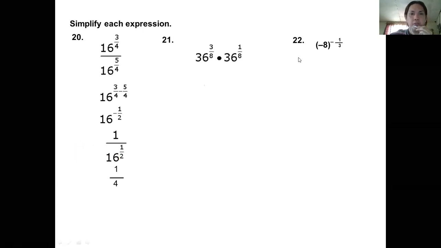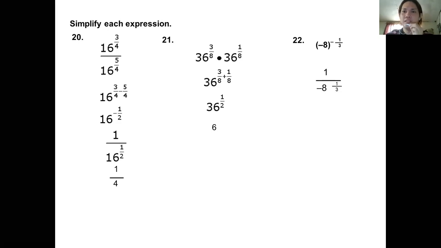Okay, so number 21. So we have this one, product rule. So add exponents. 3 plus 1 is 4 over 8. So 4 over 8 is equal to 1/2. That's why the exponent of 36 is 1/2. So 36 to the power of 1/2 can be expressed as the square root of 36, so that our solution is shorter. Square root of 36 is 6.